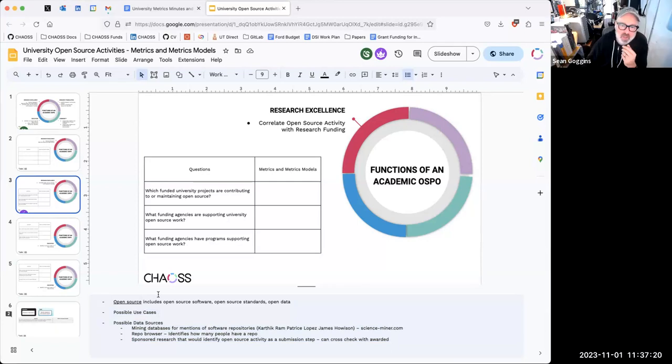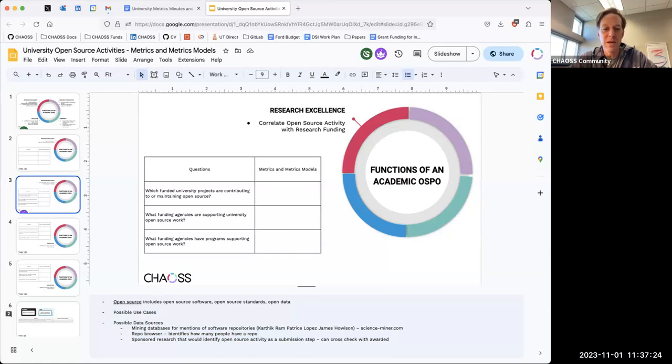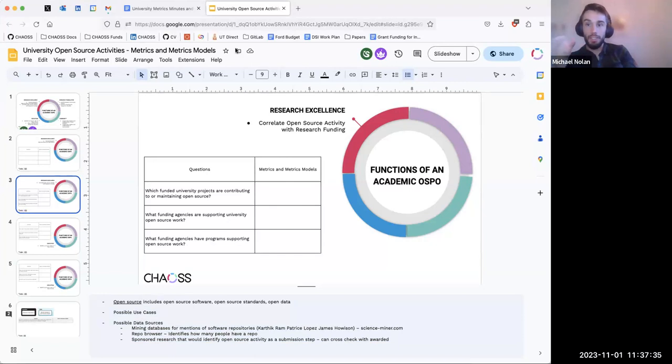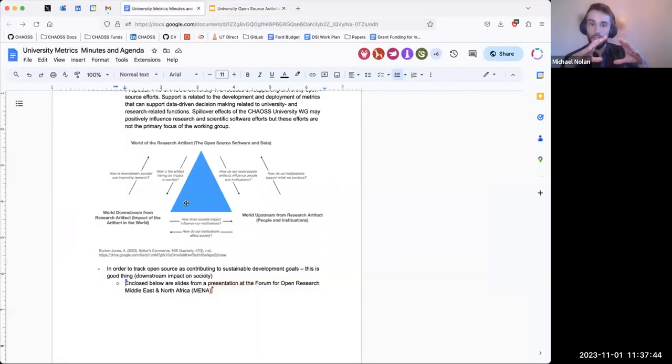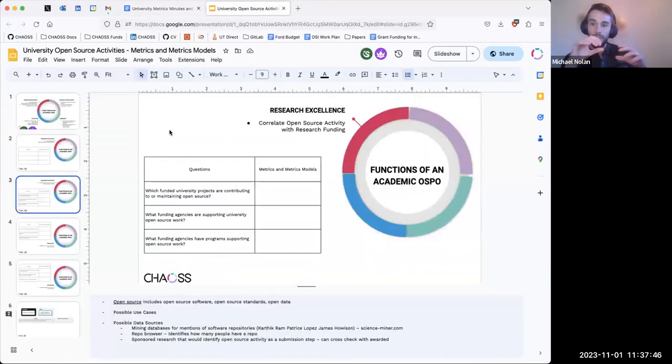Sean, you had a question, not Mike. I actually wanted to call on Mike. He had a comment that I thought was worth bringing up. All right, so Sean to Mike. I'd be curious, obviously we have these four sections that are about the functions of an academic OSPO, but do you see any sort of direct connection between this and the triangle model that you mentioned earlier? And maybe could you speak towards how you might see them connected in some way if you do?